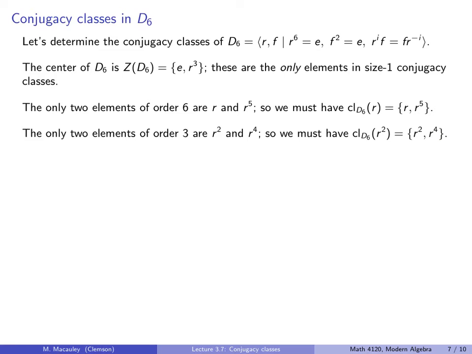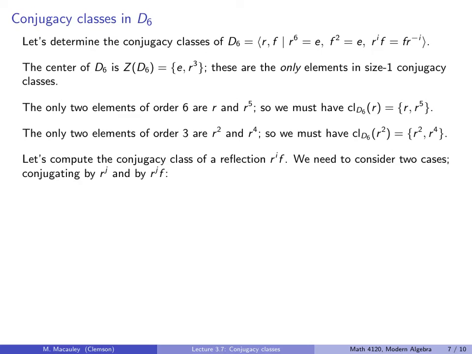Now comes the slightly harder part. Let's compute the conjugacy class of a reflection. This is an element of order 2, R to the I F. Now we need to consider two cases: conjugating by a rotation, or conjugating by a reflection. In the first case, we conjugate R to the I F by R to the j. Now I've highlighted these two elements in red because I can swap their order. And this is where I use that very useful relation up here. F R to the minus j is just R to the j F. And then we can combine exponents and write this as R to the I plus 2j times F.